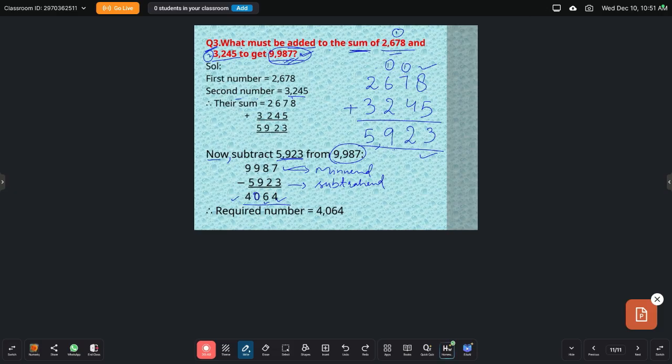So this number, 4064, will be added to the sum of the first and second number to get this third number. So therefore the required number is 4064.